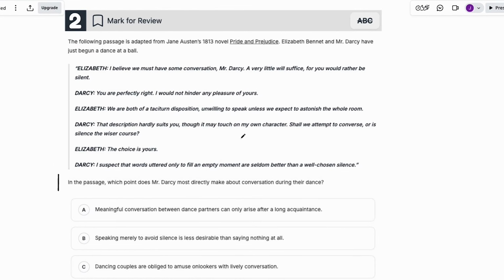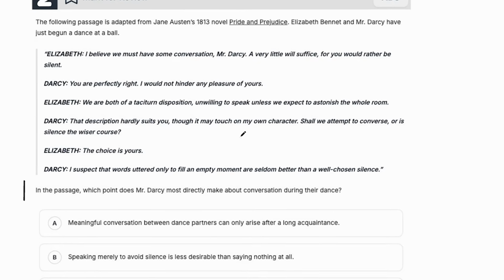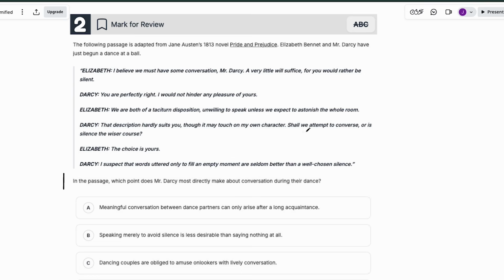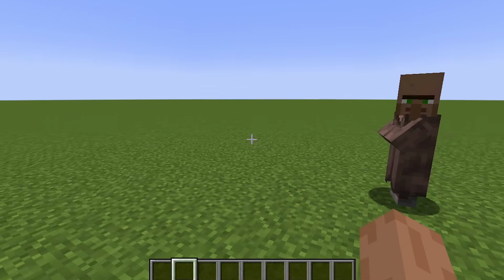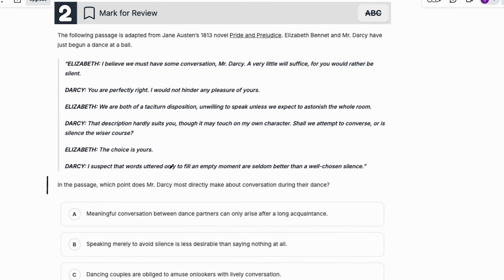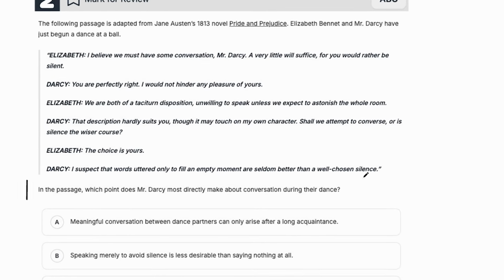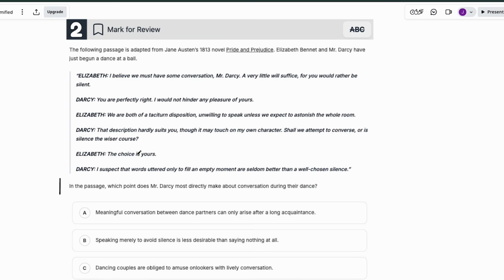"That description hardly suits you, though it may touch on my own character. Shall we attempt to converse, or is silence the wiser course?" So he's saying you just called me out here, and now he is again reinitiating the riz. "The choice is yours." Okay, so she is giving him the ability to decide the riz. "I suspect that words uttered only to fill an empty moment are seldom better than a well-chosen silence." Riz rejected. So Mr. Darcy does not want to talk to her, or at least he thinks it's better not to.